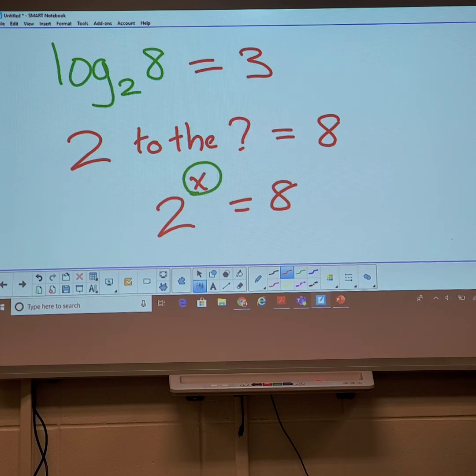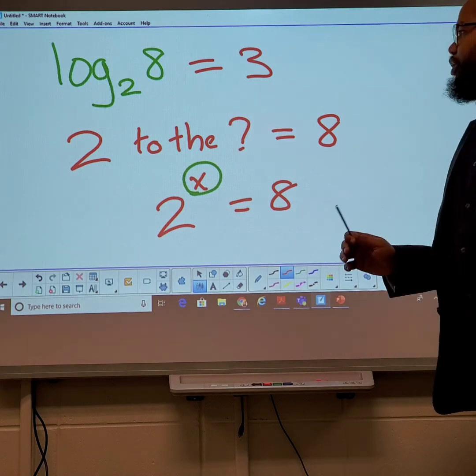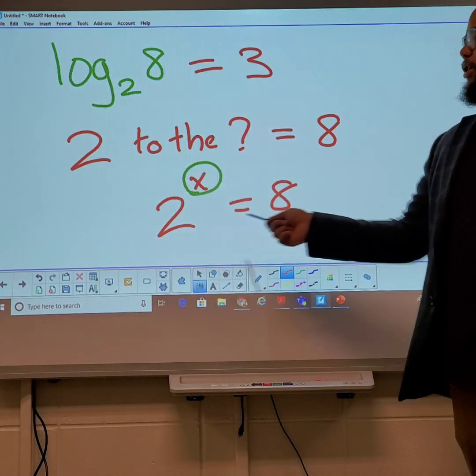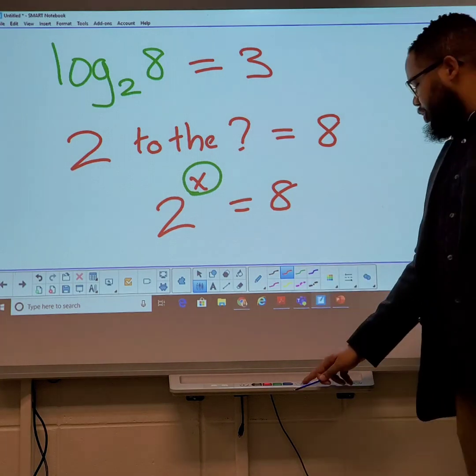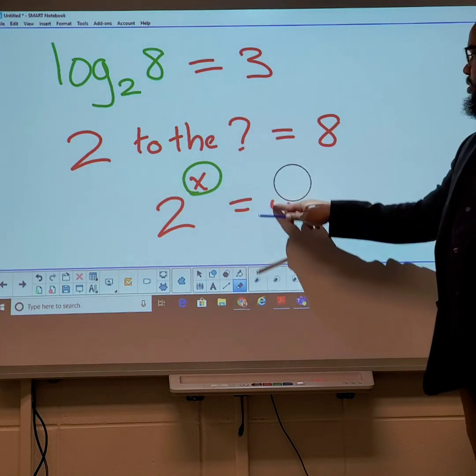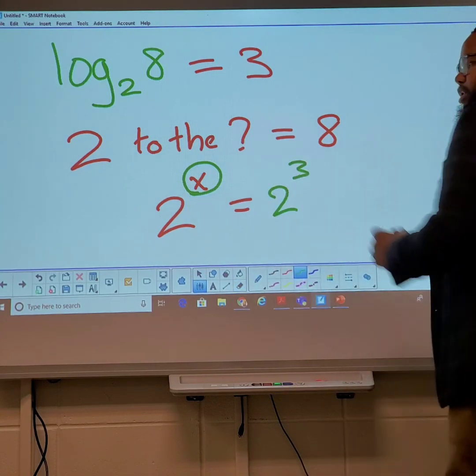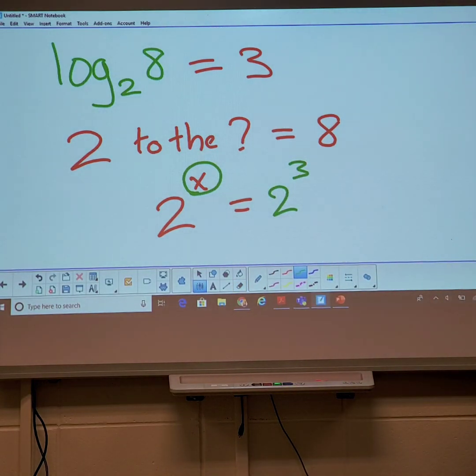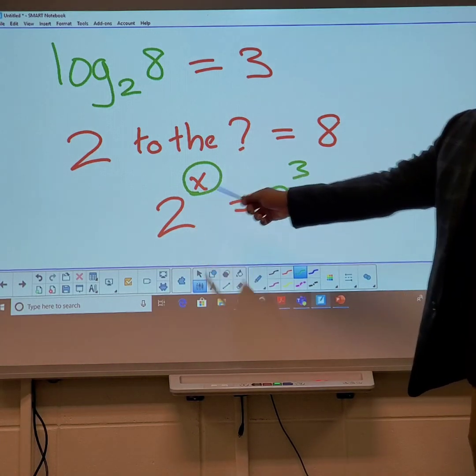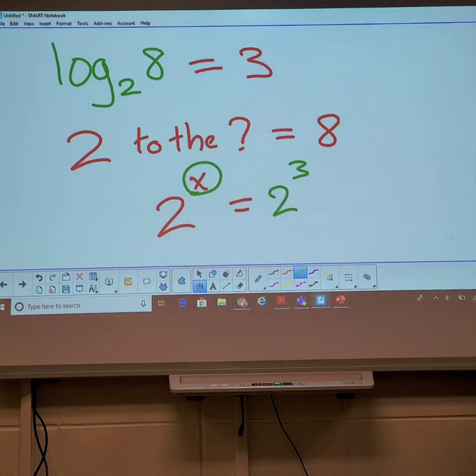Alright, so if you're doing logs by hand, you're going to want to set it up like this. Because what you would do is take 8 and say 8 is 2 to the 3. And therefore, what you're looking for is 3. Ready for a harder example?